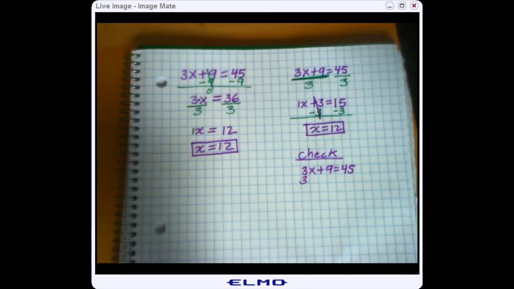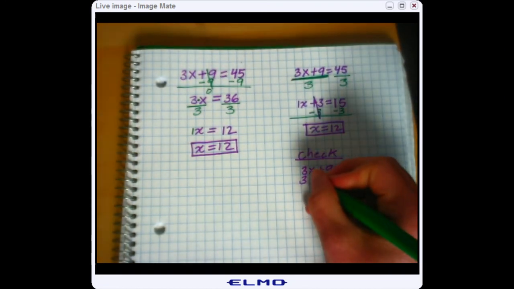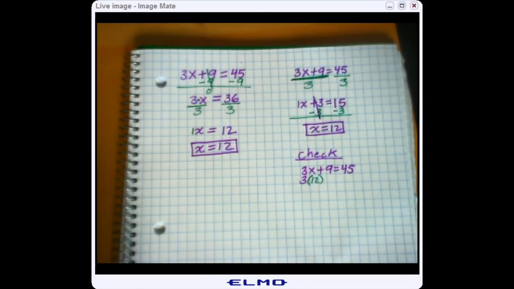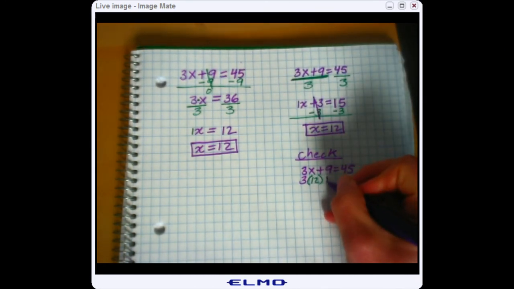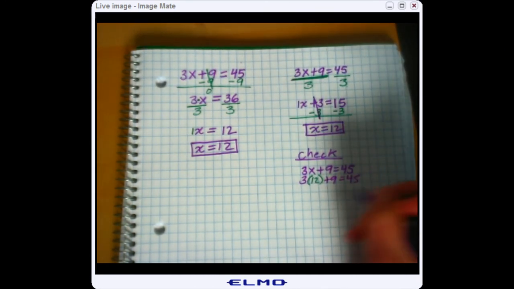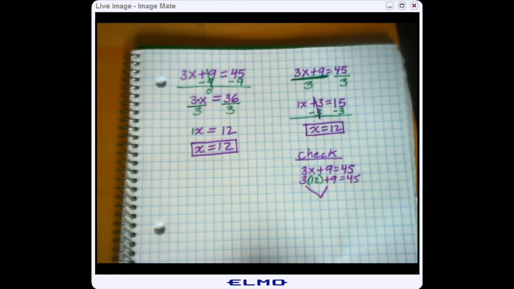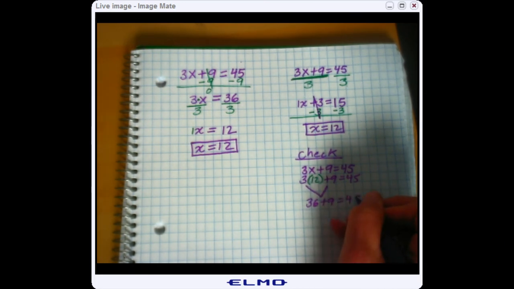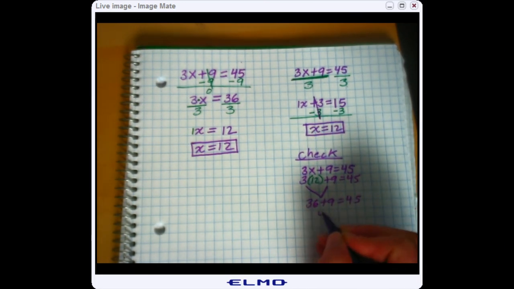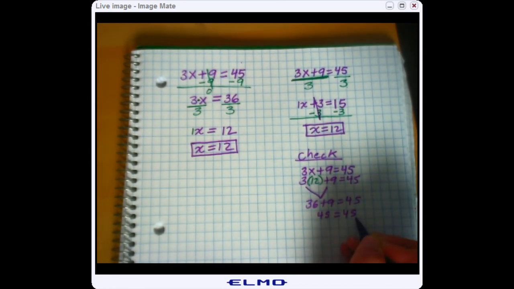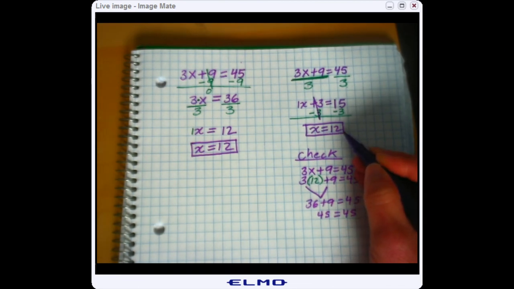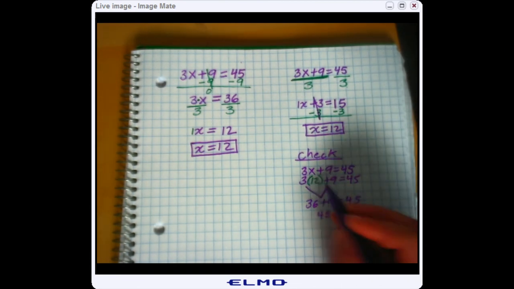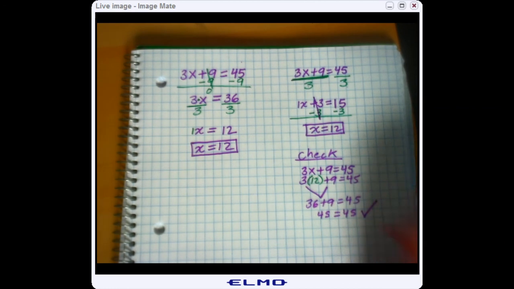So in my check here, I'm going to start by substituting that 12 in. And now I'm just going to go through and simplify this side as much as I can. So first I have 3 times 12, so I'm going to make that a 36. I'm just doing my calculations. And then 36 plus 9 gives me 45, and I can see that it is equal. So I do have a true equation, so that means 12 is the number I was looking for, because it does make this a true equation.